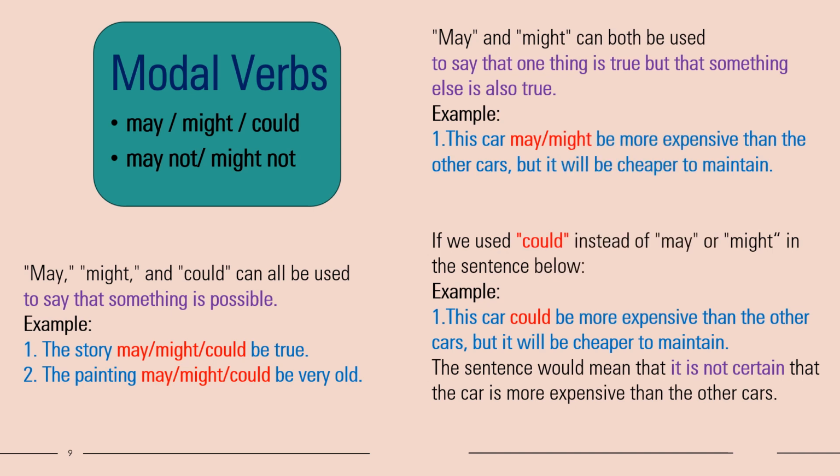May and might can both be used to say that one thing is true but that something else is also true. For example, this car may or might be more expensive than the other cars, but it will be cheaper to maintain.